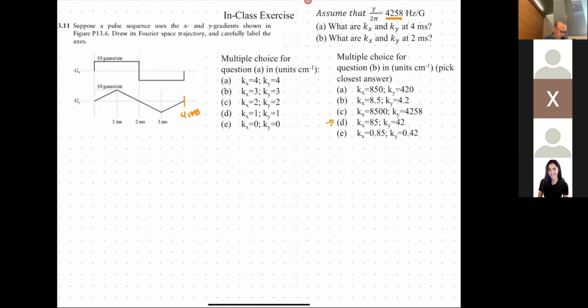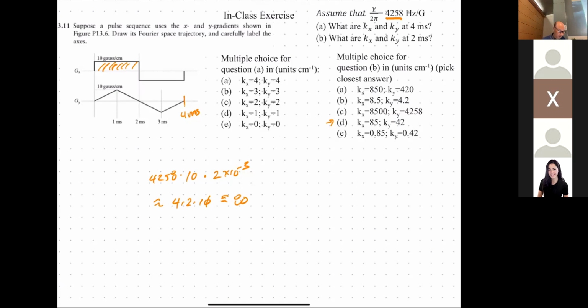So kx is obviously the simpler one to think about, right? Because we just have to integrate this area. So we take 4258 times 10 times 2 times 10 to the minus 3. So that's approximately equal to 4 times 2 times 10. Is that right? Equals about 80, right? So yeah, D would be the closest. Without having to do all the intricate math, that's the only one that's closest.